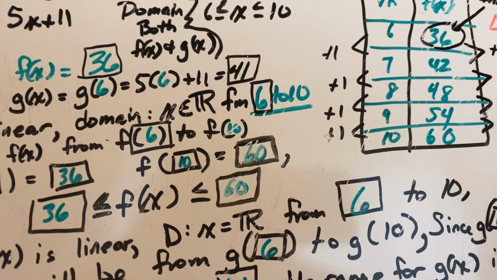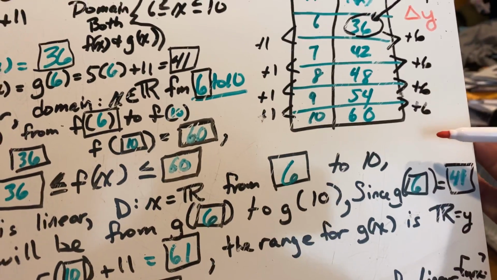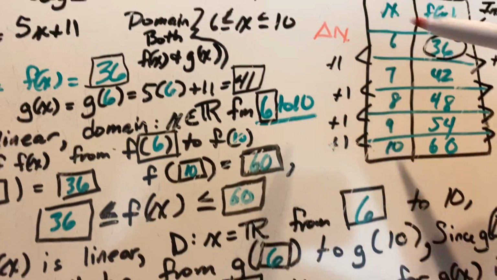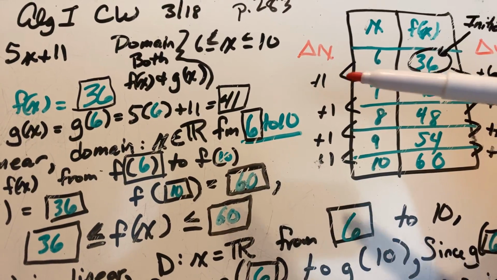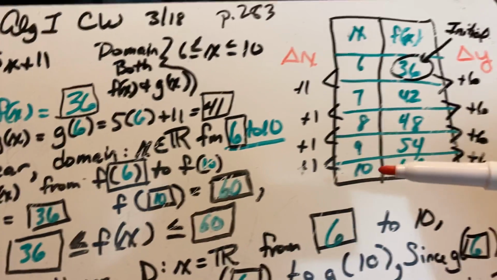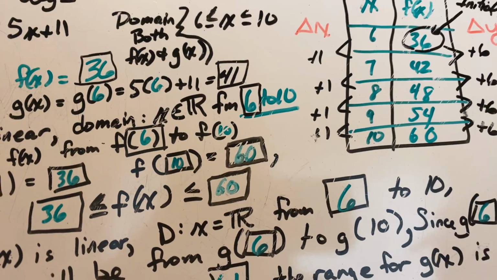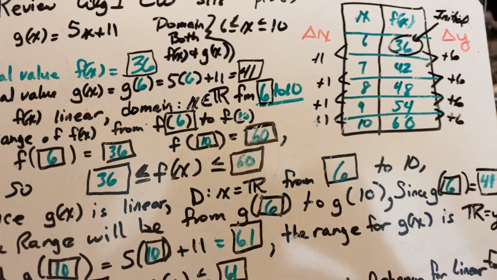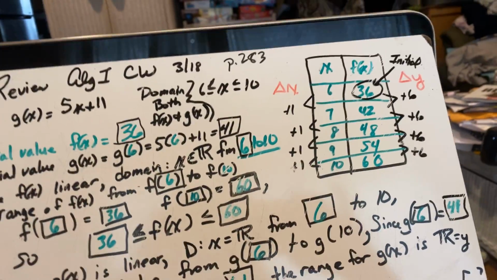So how does y change? Add 6, add 6, add 6. So going between each of the numbers. If I ask you what is the change in x, well, the change in x is, how do I get from 6 to 7? Add 1, 1, 1, 1. And so slope is change in y over change in x. So I would get 6 divided by 1, okay, which would give me 6 for my slope.